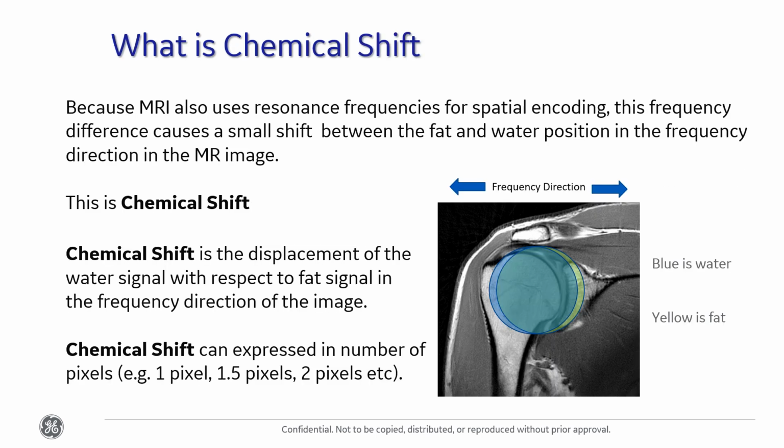Now, because MRI uses resonant frequencies for spatial encoding of the information, this frequency difference causes a small shift between the water and the fat position in the frequency direction of the MR image, and this is called chemical shift. So chemical shift is defined as the displacement of the water signal with respect to the fat signal in the frequency direction of the image and can be expressed as a number of pixels.